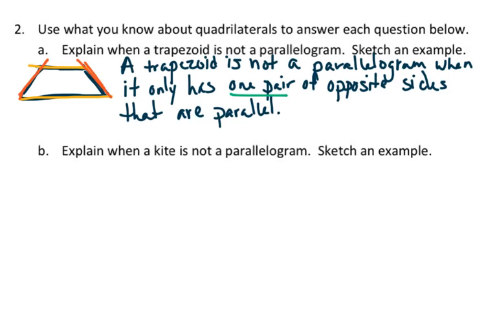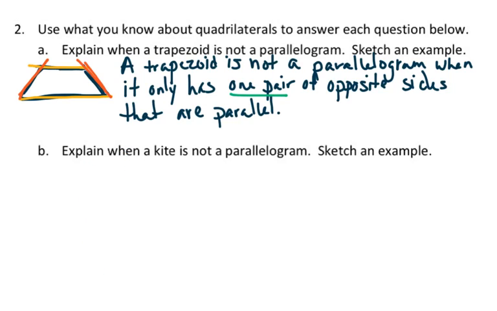Okay, so let's sketch out an example here. So here's my kite, and if you notice, this line and this line, let me make that a little bit neater, are not parallel. Eventually they will intersect, and this line and this line are not parallel.